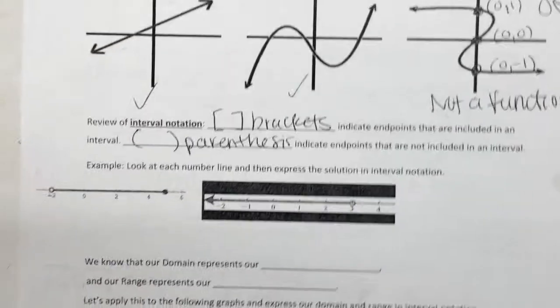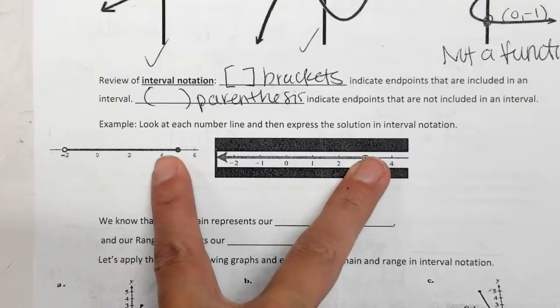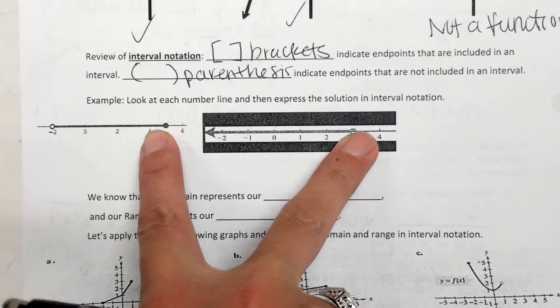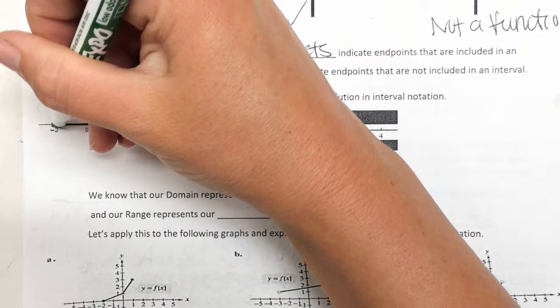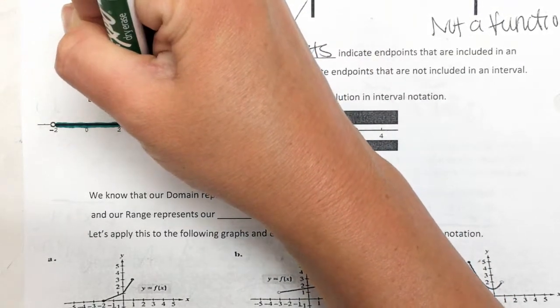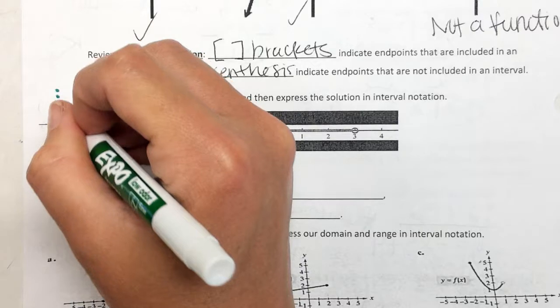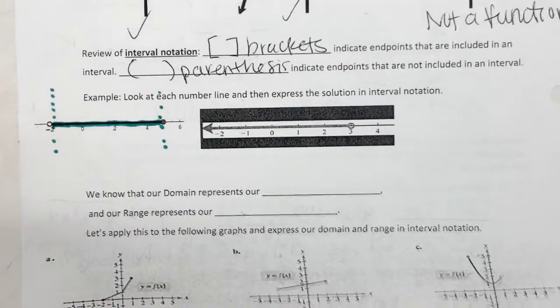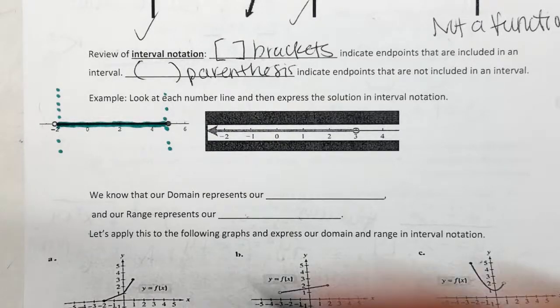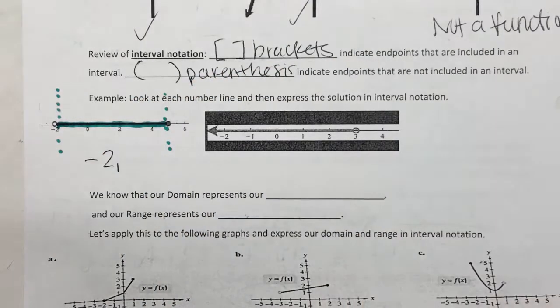Alright, so we're just going to look at these two number lines and put it in interval notation. So for this first one, the thing that we're describing, let me highlight it, is just this shaded line right here. That's what we're describing. So we're going to describe where it starts and where it ends. So what number does it start at? What number does it end at?